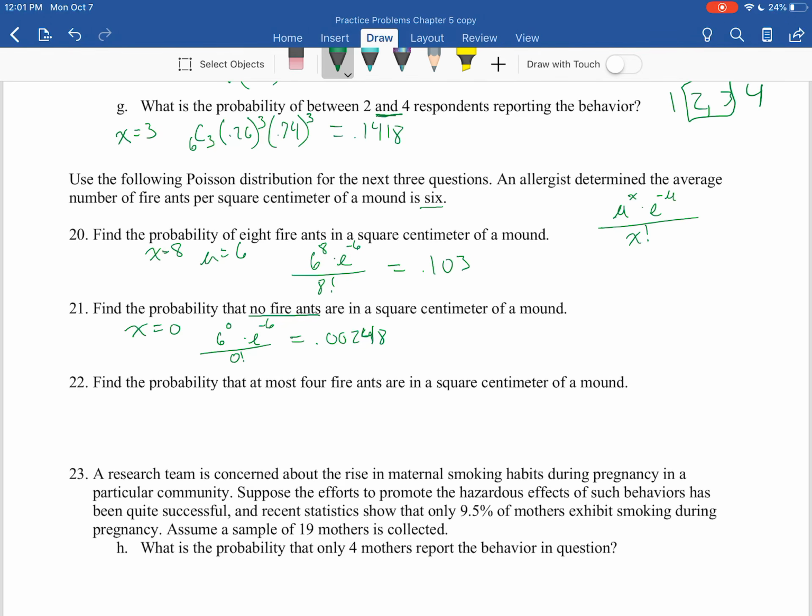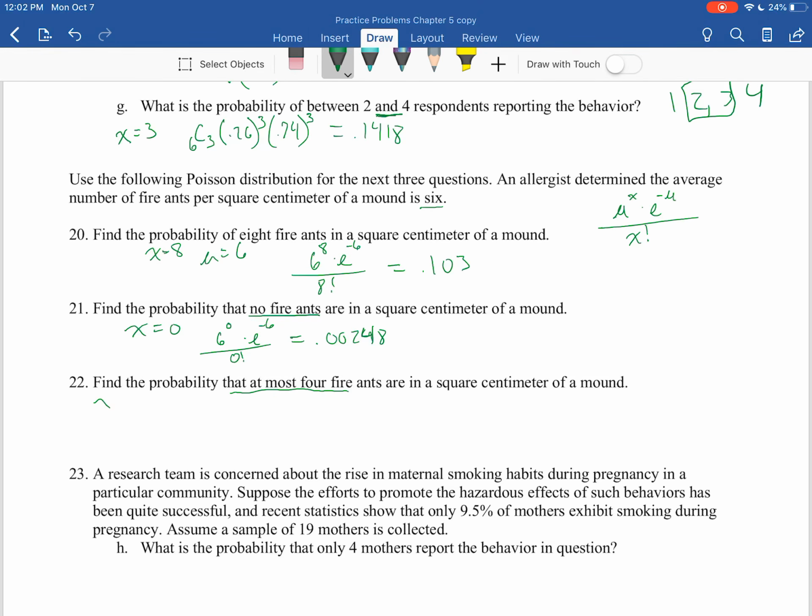Either way is fine. The next one is the one where the words are probably the most critical part of the problem. We're finding the probability that at most 4 fire ants are in a square centimeter of a mound. At most 4 means we're looking at values of 4 and less, because 4 is at most 4. But 3 is less than 4, and 2 is less than 4, and 1 is less than 4, and 0 is less than 4. The maximum value is 4, but anything less than that is also in consideration. So it's 4 or less is our probability.